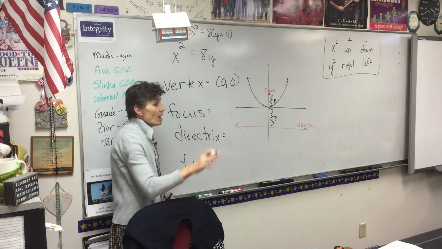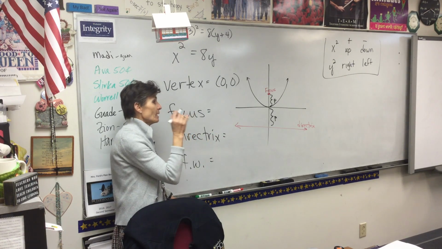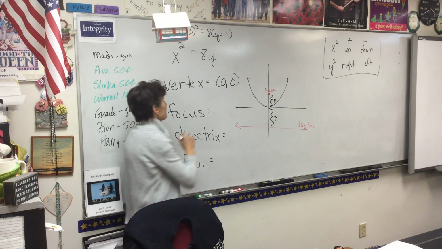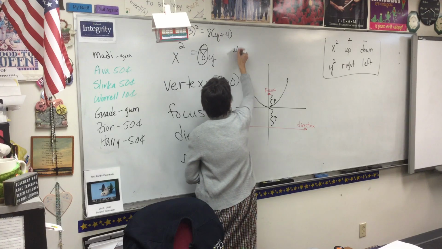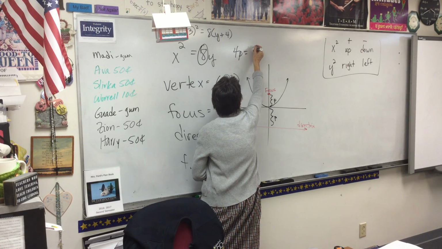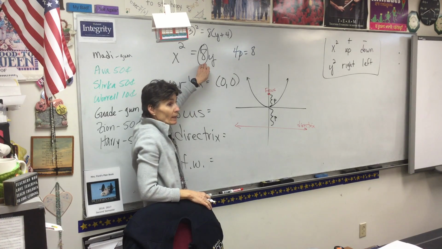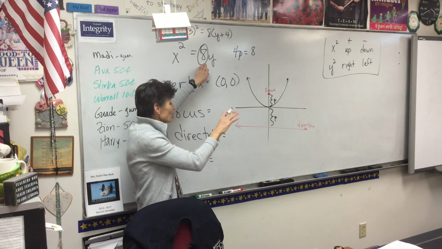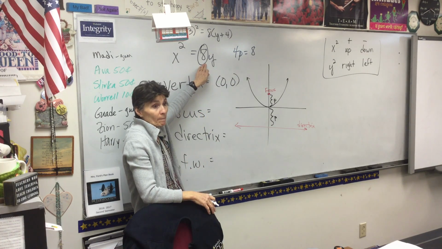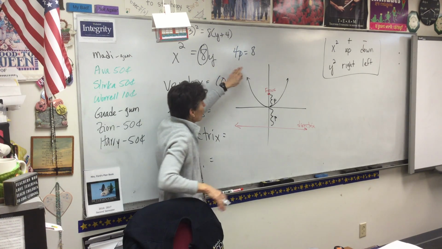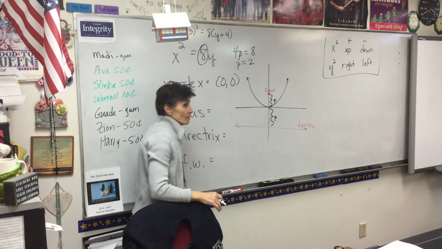All you need to know is that in every parabola equation you see, this number right here is 4P. That number is always 4P. So I don't care what it is. If it's positive, negative, fraction, big number, little number, it always represents 4P. So if 4P is 8, then P is 2.